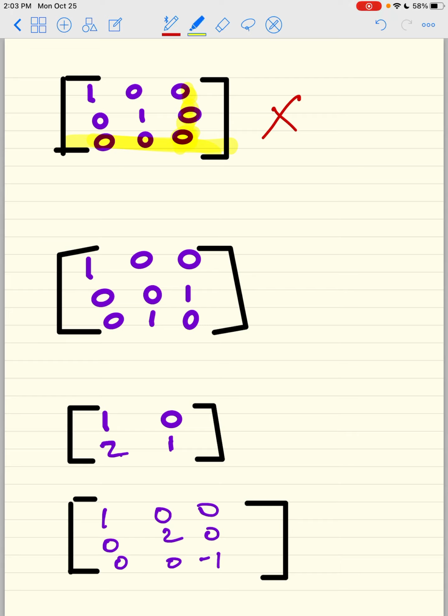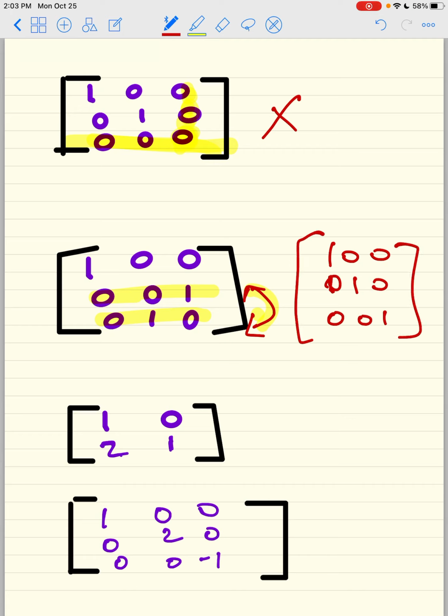In the next one, do you guys think it's elementary? What could we do? Well, we can interchange the second and third row. If we switch these two rows, I would get back the identity. And then we're good to go. So this is elementary. The next one, what do you guys think? Sure. This is good. This is good.